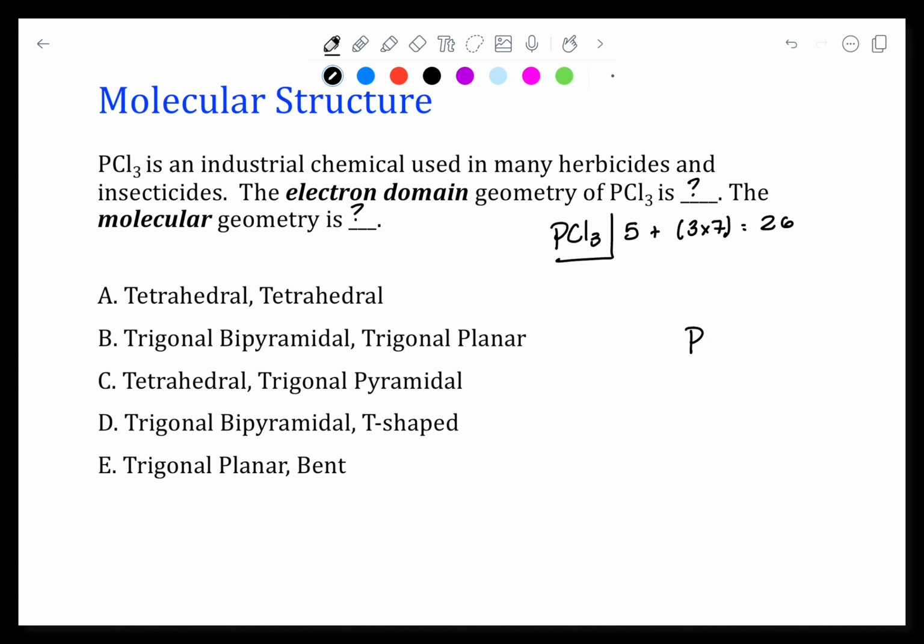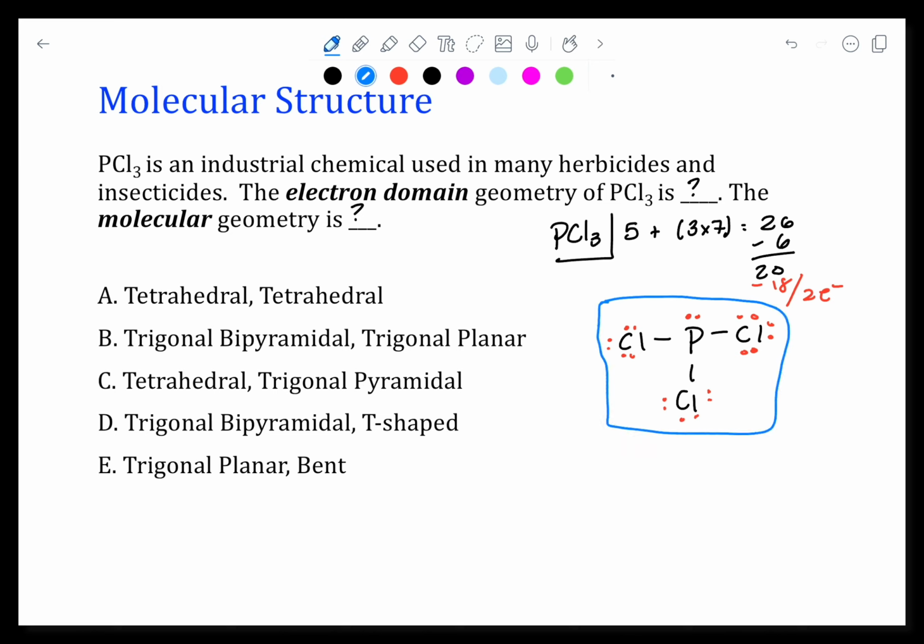So we do phosphorus with 3 chlorines around it, so that uses up 6 electrons. I have 20 left. I need to complete my octets on my chlorines. That uses up 18. I have 2 electrons left. I'm going to put those right on my phosphorus in order to complete my octet. Okay, so that is my structure here.